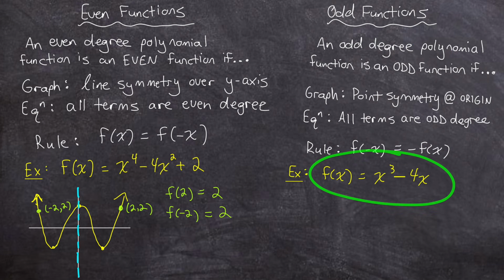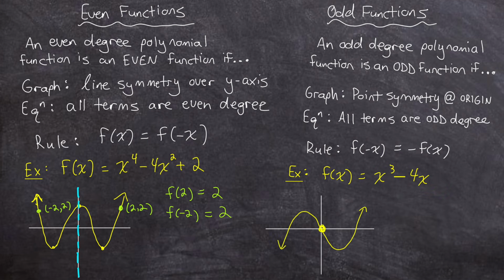For this equation, I see the highest exponent is 3, so this is an odd degree polynomial function. But what also makes it be further classified as an odd function is that every single term that makes up this function is odd degree. We have a degree 3 term and a degree 1 term. Those are both odd values. So I know that its graph would have point, or what's sometimes called rotational symmetry, about the origin.